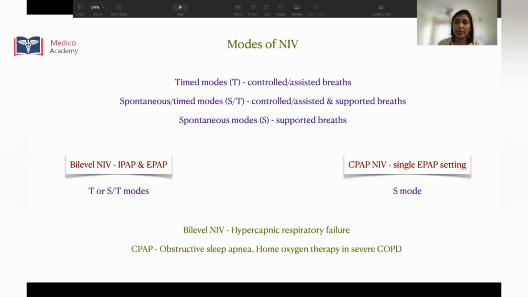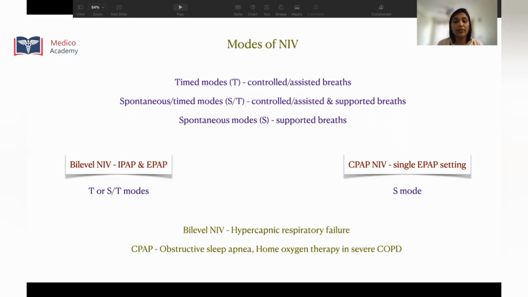The other mode, CPAP NIV, where there is only a single setting to just elevate the baseline airway pressure, the whole purpose is to tether the airway. You have to just keep the airway patent. So a best example would be obstructive sleep apnea, in which a morbidly obese patient sleeps off, his airways collapse and there is no patency. So when you have to maintain patency of the airway, you can give a CPAP, which will keep your airway open. So CPAP is indicated in obstructive sleep apnea.